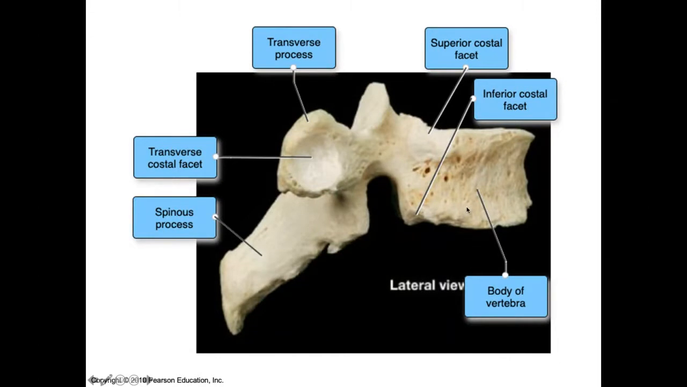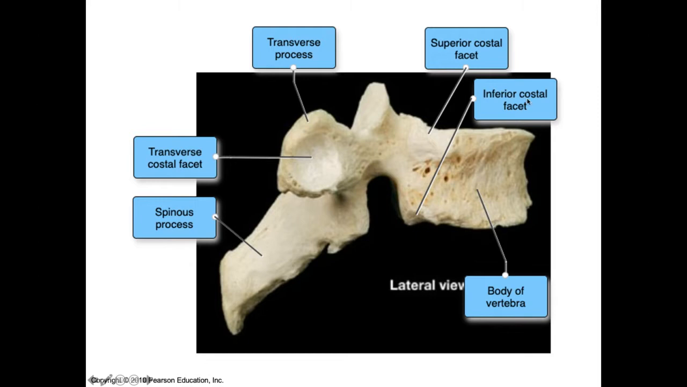We're looking at a lateral view. This happens to be a thoracic vertebrae. The reason why I know it's a thoracic vertebrae is thoracic vertebrae look like a nose, like your nose angles down in this direction. Here's the vertebral body. Here's the transverse process. Here's your spinous process.